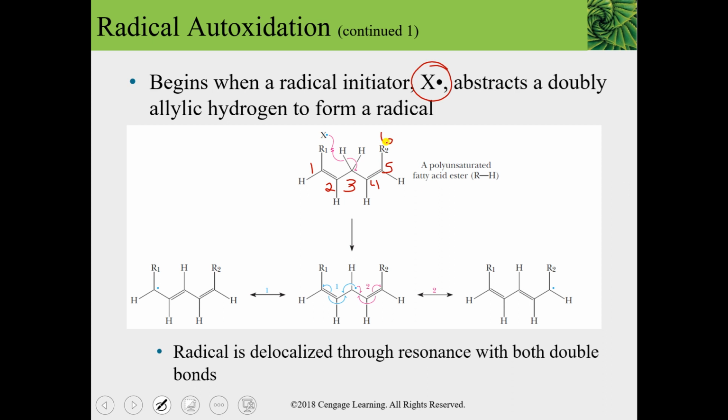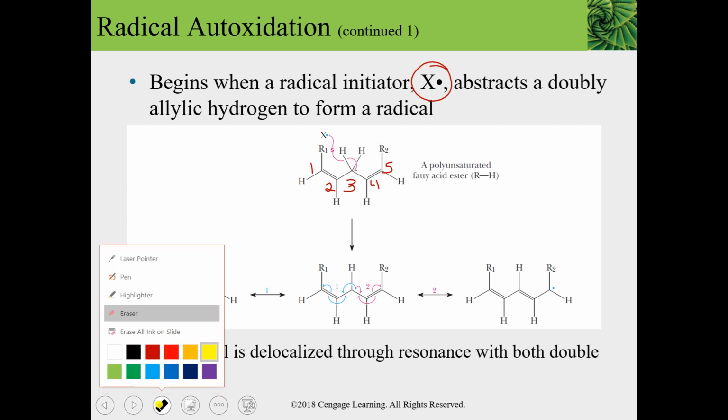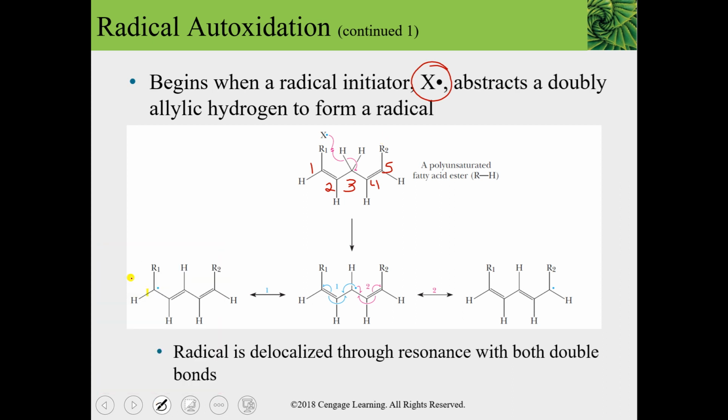They want that to be an R group. They don't care what it is. So let me just erase this. Once our radical comes in and this bond breaks, one electron and the hydrogen will bond with the X, so we'll get HX. And the other electron in the bond will go onto carbon 3 to form a radical.